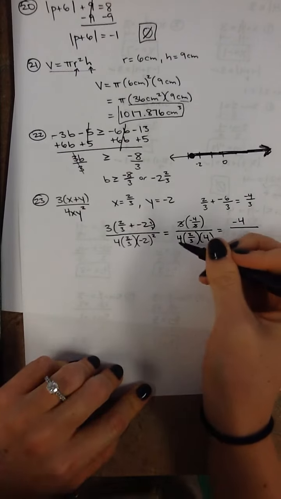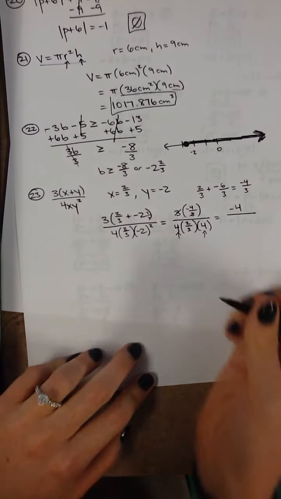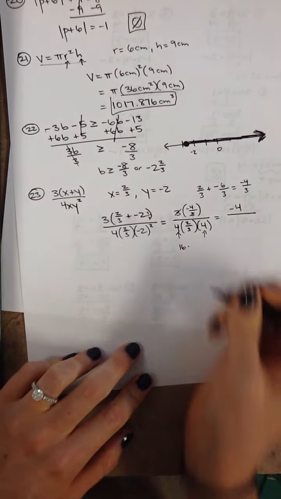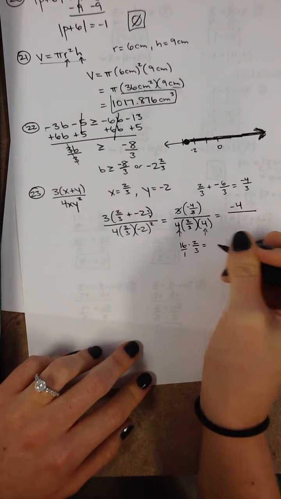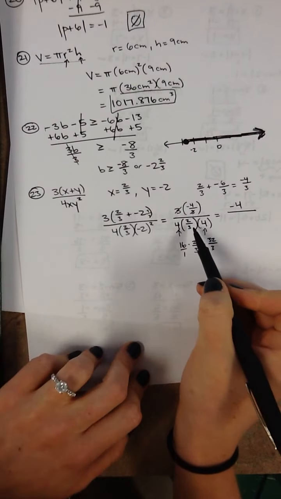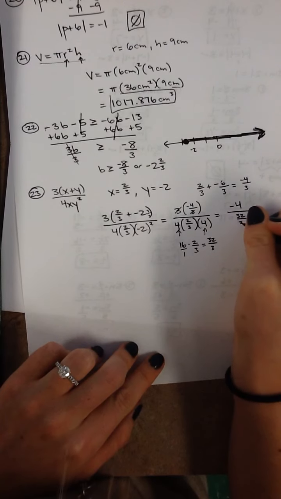So remember, I've got different properties that tell me if I want to multiply 4 times 4 first, I can. So let's again do a little side work for this. 4 times 4, of course, is 16, and then times 2/3. So let's write this over 1 so we can multiply together. So this ends up being 32 over 3. So when I multiply 4 times 2/3 times 4, what I end up with is 32 over 3.